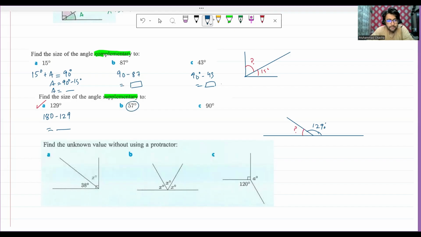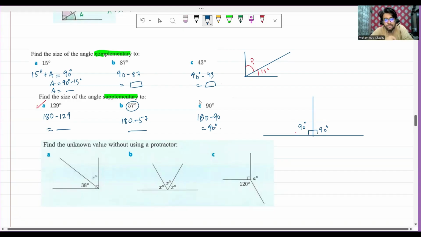Similarly, for 57 degrees, for supplementary, I'll subtract from 180. For complementary, I'll subtract from 90. 180 minus 57, and you will get your answer. Similarly, this is pretty simple, 90 degrees. So what it actually means is split in half, right? Split in exact half. So if one of them is 90 degrees, of course, the other one is also 90 degrees, so that they can add up to give 180 degrees. You can do 180 minus 90, and you're going to get 90 degrees. I hope it makes sense.